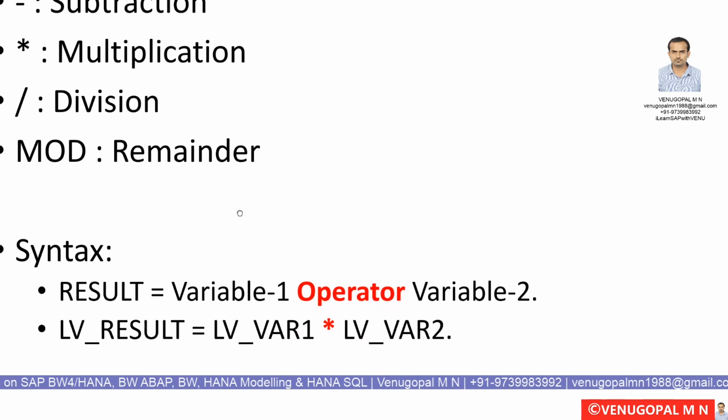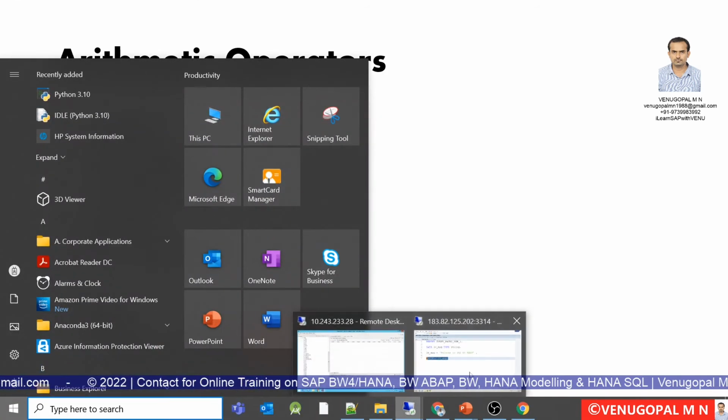And the syntax for the same is left hand side is equal to right hand side, like in mathematics. Like result variable is equal to the content of variable 1 operator variable 2, or it can be a constant also. In this example, LV result is one of the variables. The value of this will be set by the right hand side expression. The content of variable 1 is multiplied with the content of variable 2, as simple as that. The result is stored in LV result.